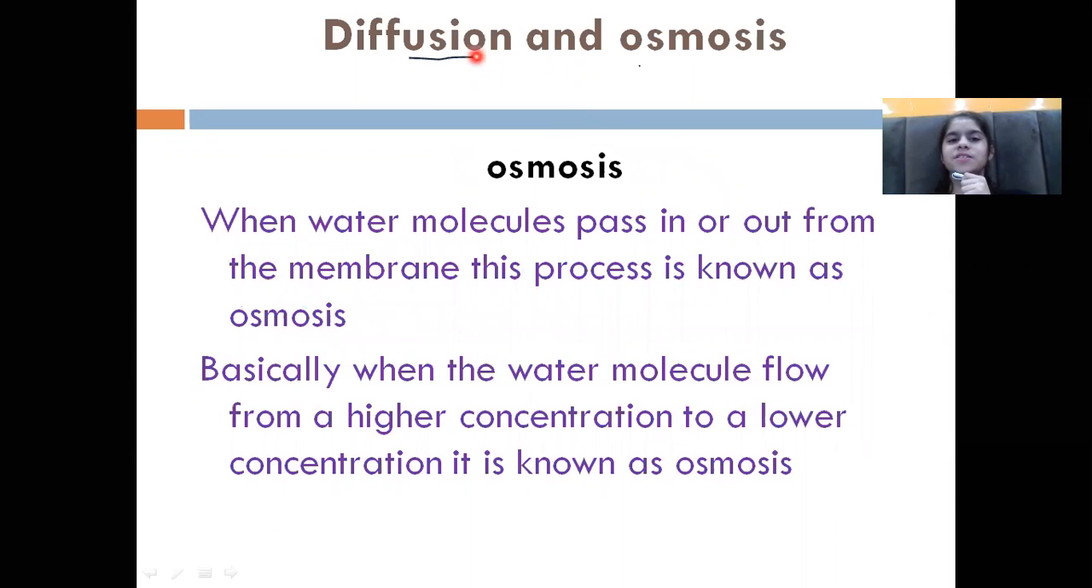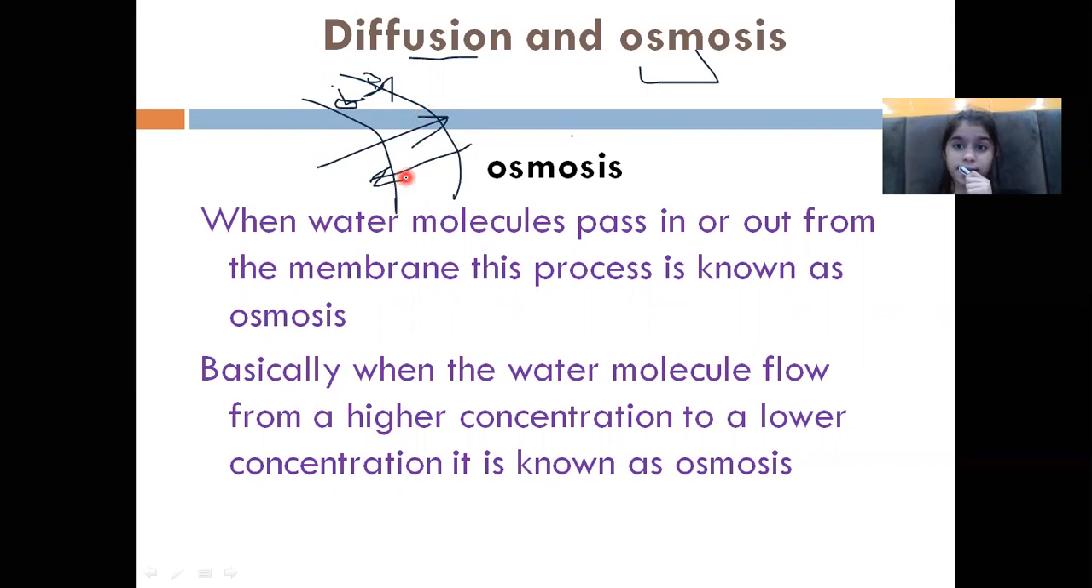Now let's talk about diffusion and osmosis. As I told you, if this is my plasma membrane, it's made up of phospholipids, which are attached closely together. Now I know that selective things will only enter in and out. Only some things can go in and out of the cell, right everyone?